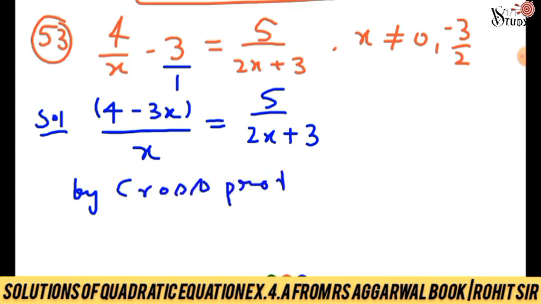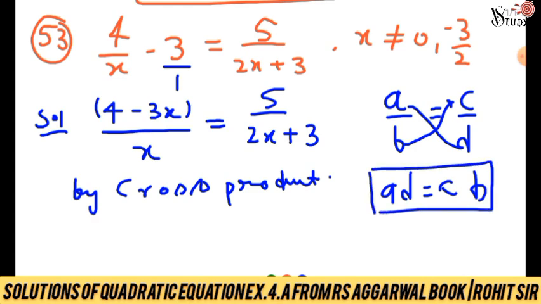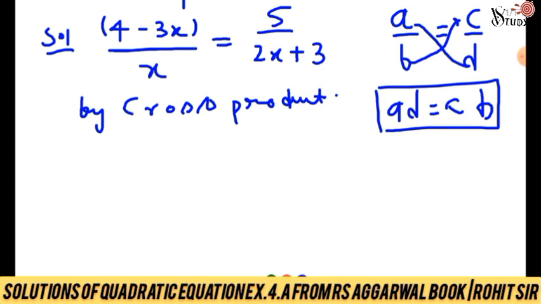In the previous question I told you how to do the cross product. If a upon b is a fraction and c upon d is a fraction and both are equal to each other, then this d is going to be multiplied with a and written as ad, and this b is going to multiply here and be written as cb. In the same manner we can write 4 minus 3x in brackets multiplied by 2x plus 3 is equal to 5x.